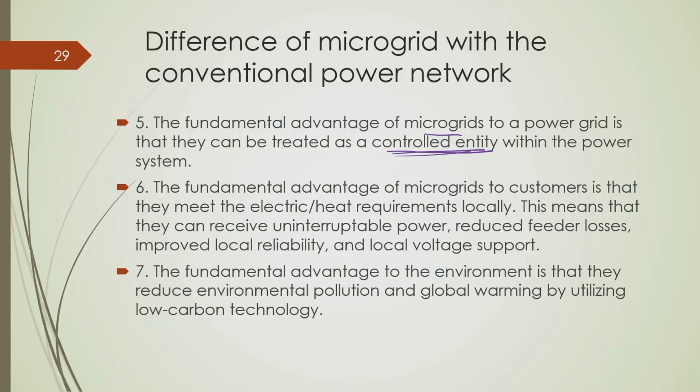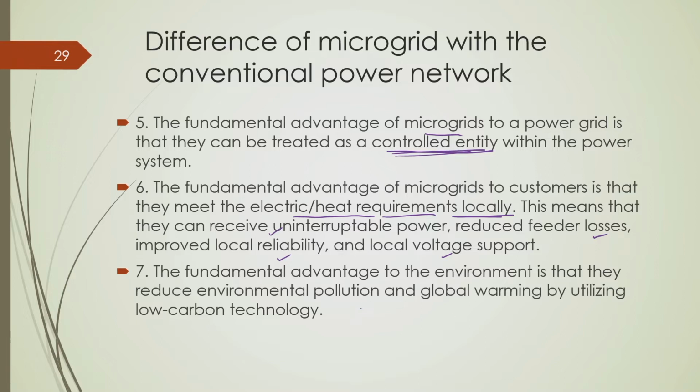Now, the fundamental advantage of a microgrid is that it can meet the heat and electricity requirement locally. This is already talked about, and also they can provide uninterruptible power with reduced losses, higher reliability and greater voltage support, which are all obvious, because as you know, generation is in the vicinity of the load and the load is in the vicinity of the generation. So, there is a very small amount of power or energy losses, because there are no transmission and distribution lines required here. But this microgrid is to be connected to the distribution system, I will come to that.